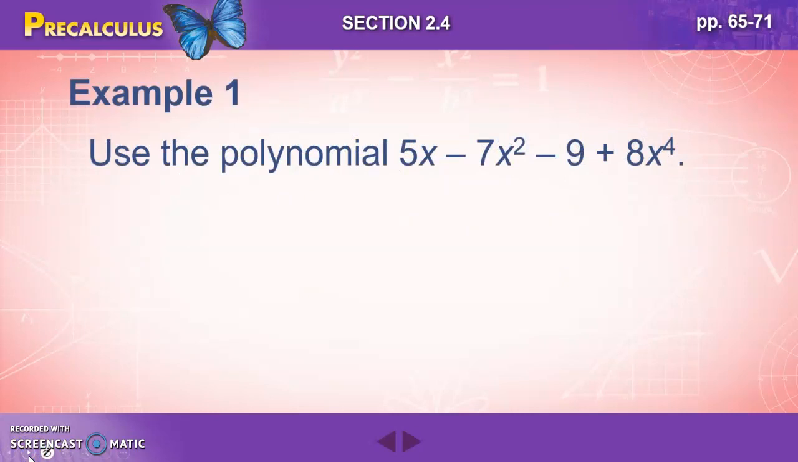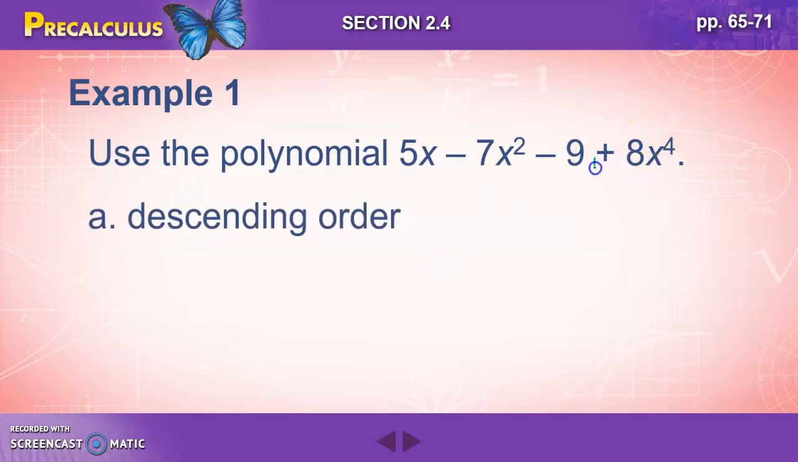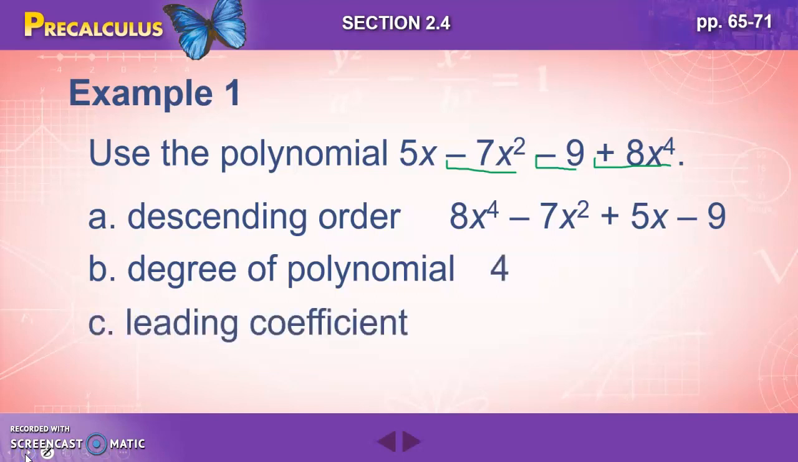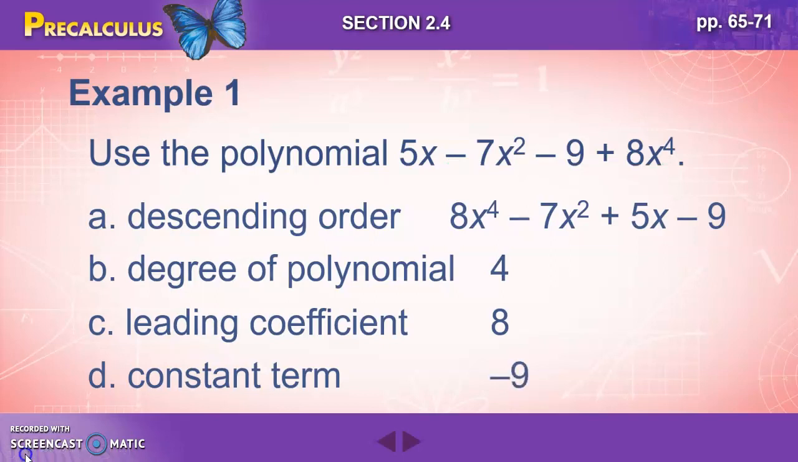Let's describe this polynomial. The first thing let's do is put it in descending order. Put it in the correct order. Remember that the operation signs immediately in front of the terms stay with them when we arrange it. So this should end up being a positive 8x to the 4th minus 7x squared plus 5x minus 9. What's the degree of this polynomial? Hopefully you knew it was 4. What about the leading coefficient? Yep, it's 8. And our constant term in this case is negative 9.